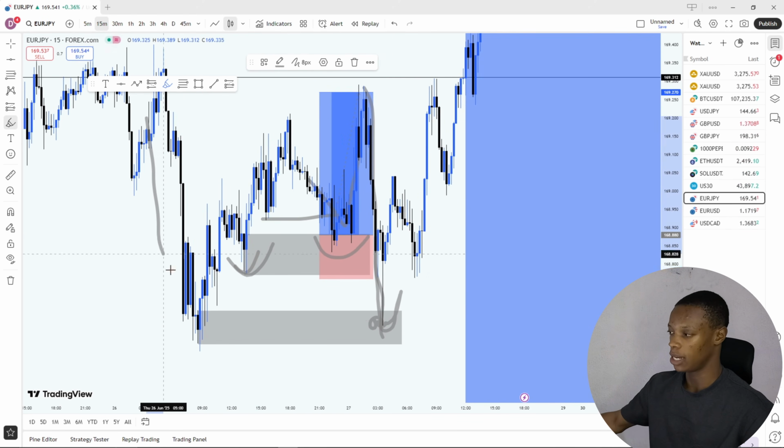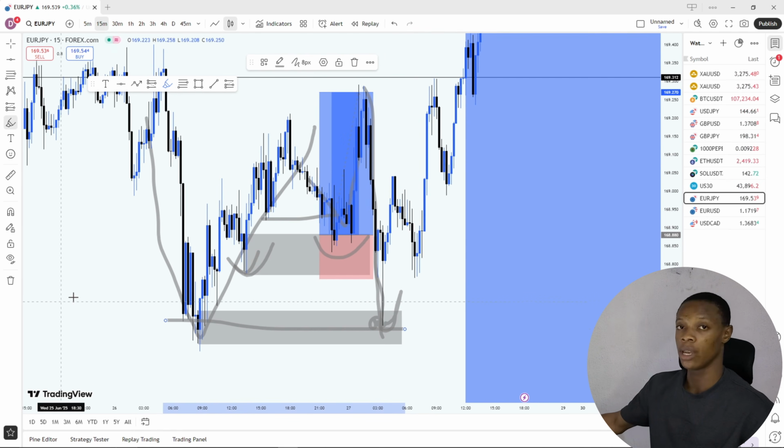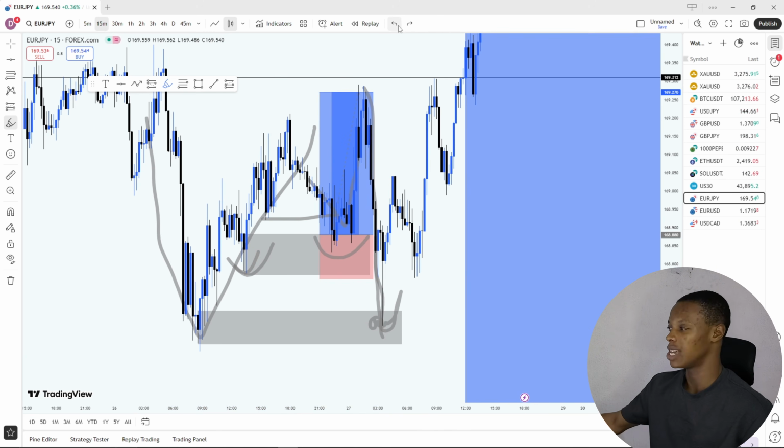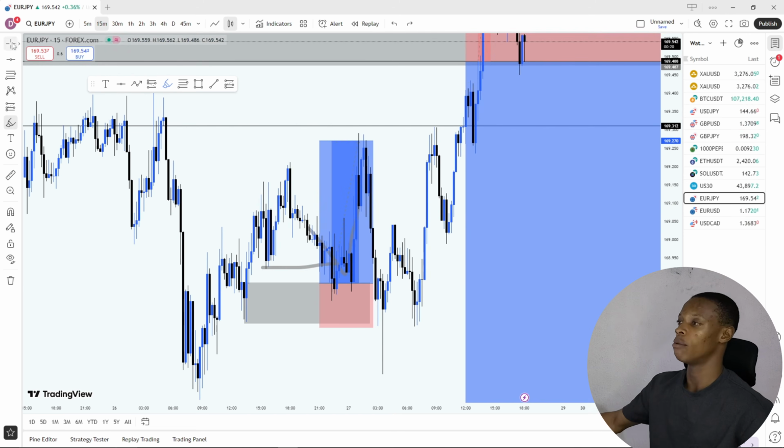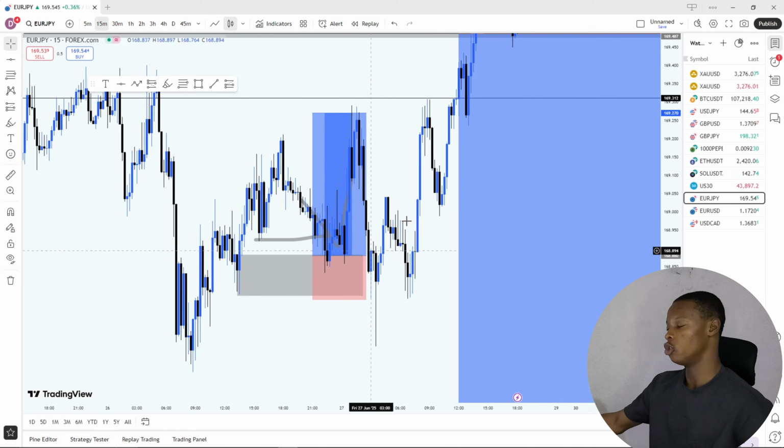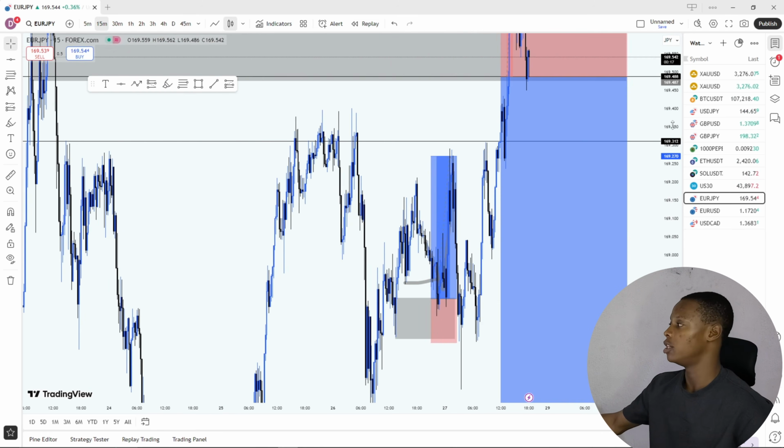This is a demand level where I'll be taking my buy from, or a support level where I'll be taking my buy from. Tapping on it, it started buying up. Why? Because there's liquidity present in the market already, and the price was able to buy from this very zone. So let's look out for more opportunities, more examples.